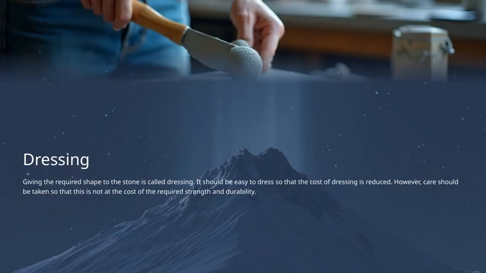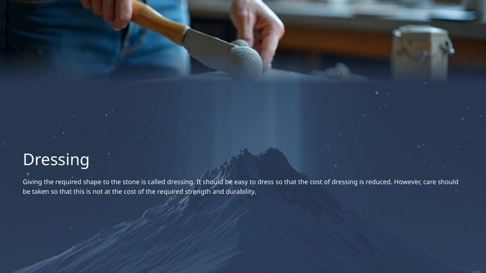Dressing is a crucial step in working with stones. It refers to giving the required shape to the stone, essentially preparing it for its final use. When we talk about dressing, the goal is to make this process as easy and cost-effective as possible. But it's important to remember that while we want to keep the dressing simple and affordable, we must not compromise on the stone's strength and durability. Achieving the right balance is key.